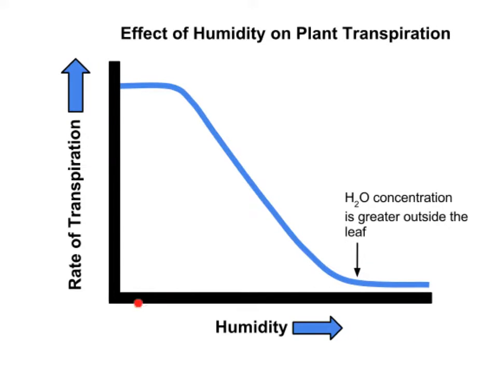If the humidity surrounding a leaf is low, rate of transpiration is high because the water vapor gradient is steep. If the humidity surrounding a leaf is high, the rate of transpiration is low because the water vapor gradient from inside the leaf to outside the leaf is not steep, reducing the rate of transpiration.